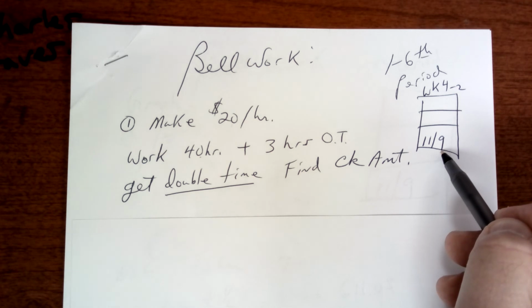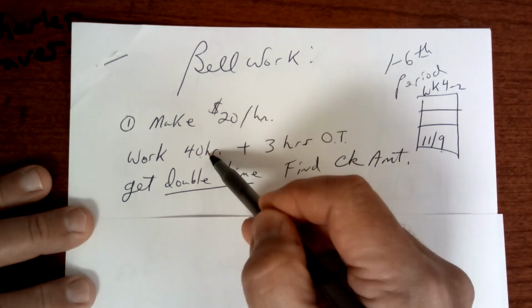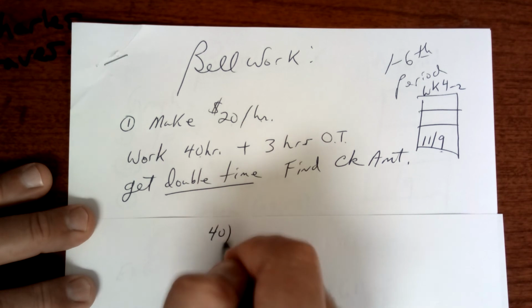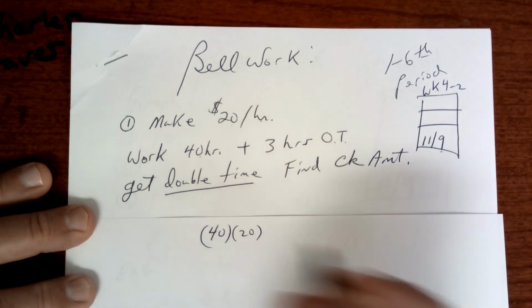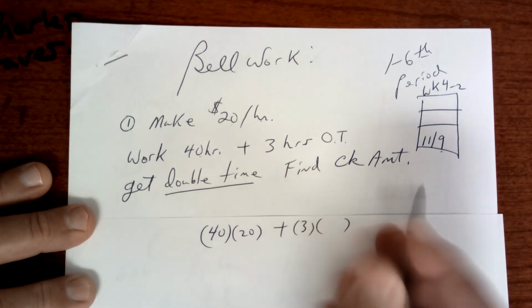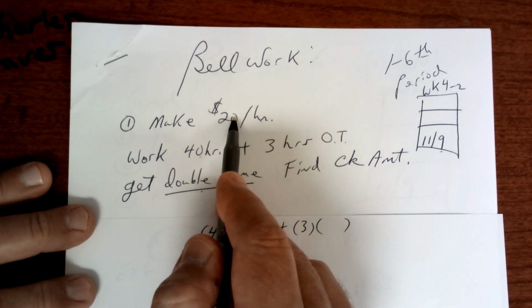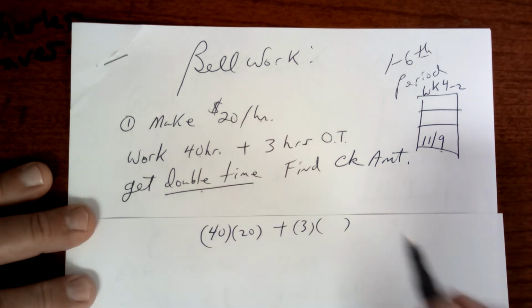So let's take a look at this one right here. Let's think about this one. Well, you get paid $20 an hour, you work 40 hours. So that's going to be 40 hours times your pay per hour plus 3 hours times overtime, which is double time, so that's $40, right? 20 plus 20 would make double time, so that would be 40.